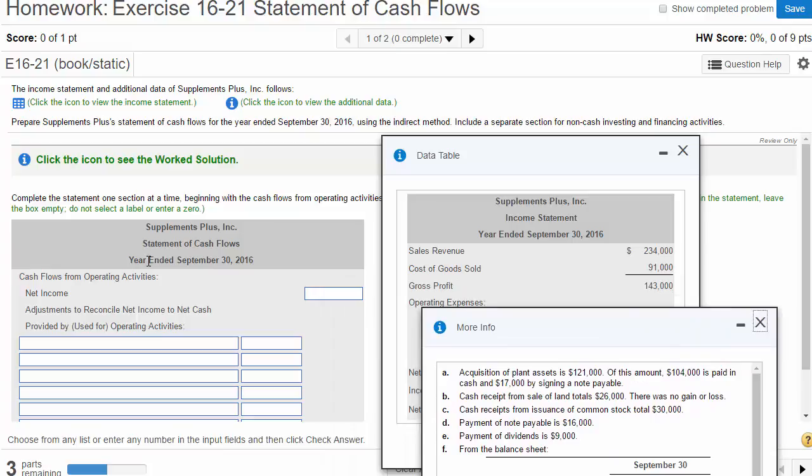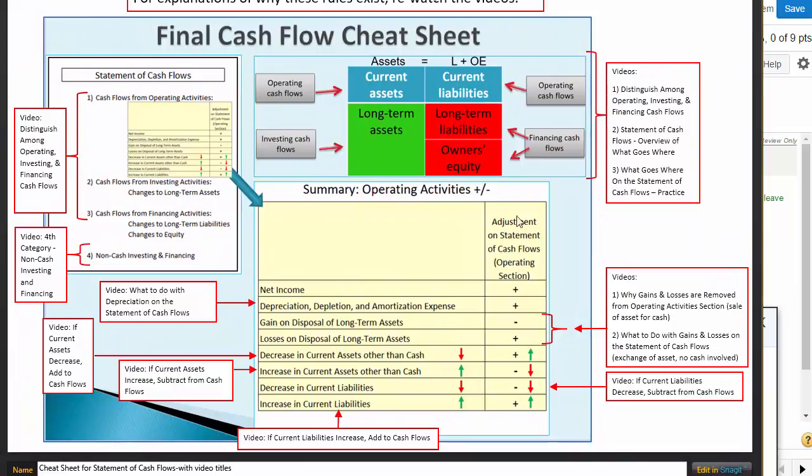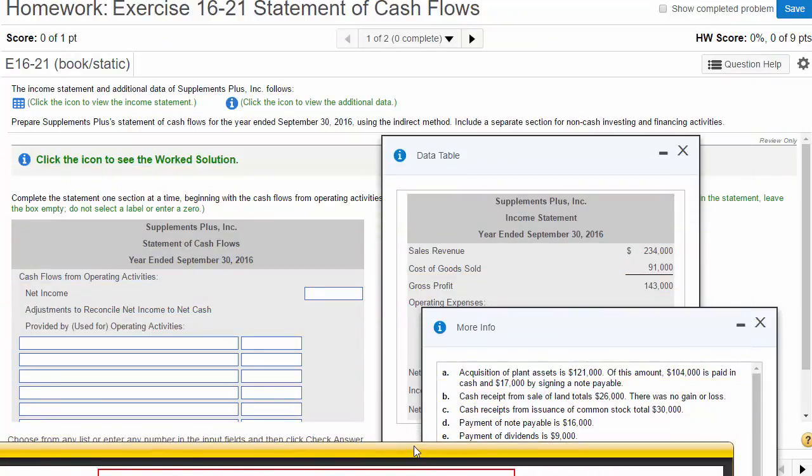So we start off with the operating activities section, and as you hopefully remember, the operating activities has net income, depreciation, gains, losses, and changes to current assets and changes to current liabilities. And then here are all the video links in case you need to review about why they go where they go. All right, so the first thing we need is net income.